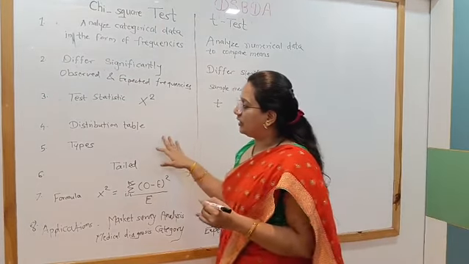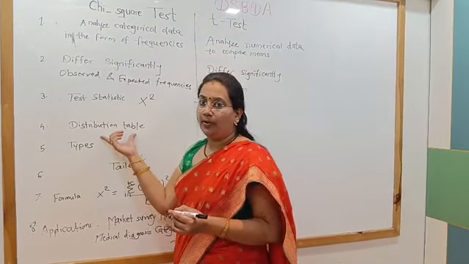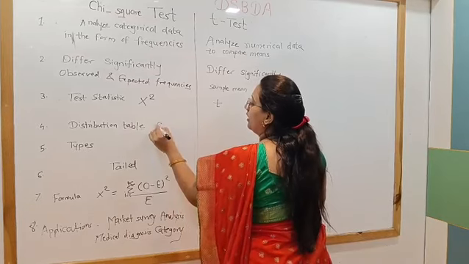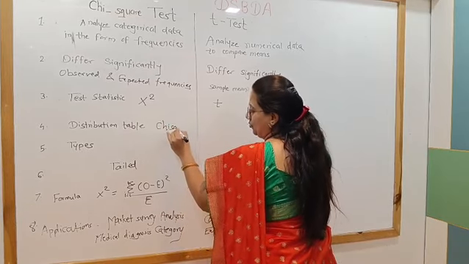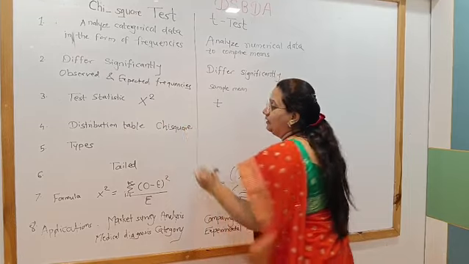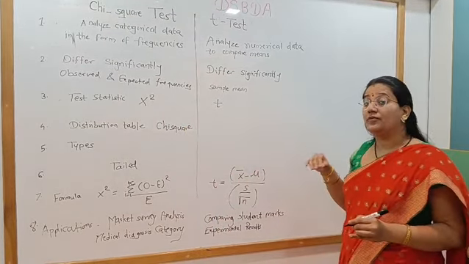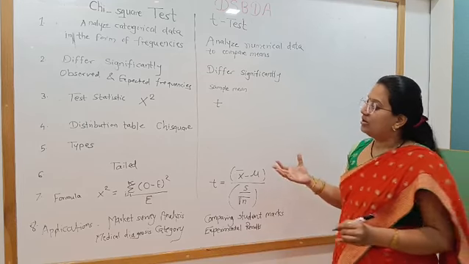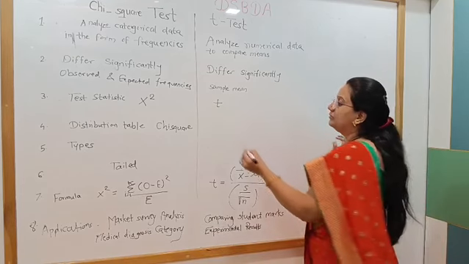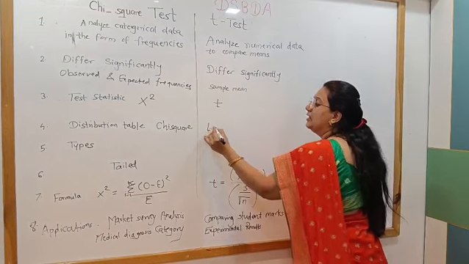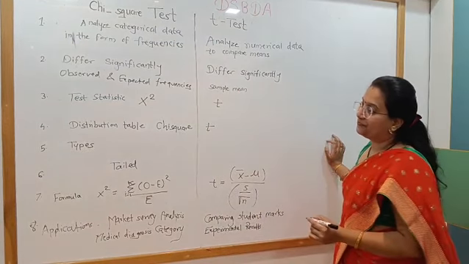In the chi-square test we use a distribution table. That distribution table is called the chi-square distribution table. In the t-test again we use a distribution table to calculate the critical value. That table is called the t distribution table.